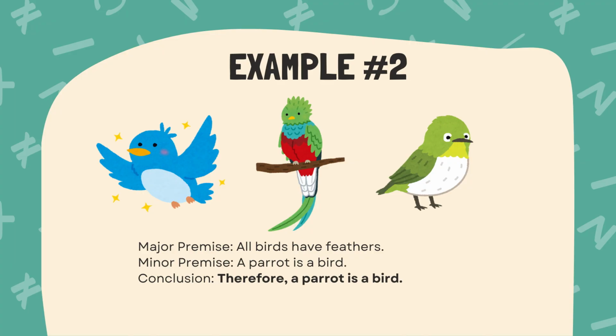Example number 2. The major premise is all birds have feathers. The minor premise is a parrot is a bird. Therefore, a parrot has feathers. So the terms are, major term is feathers, the minor term is parrot, and the middle term is birds. The middle term birds links the parrot to the property of having feathers.